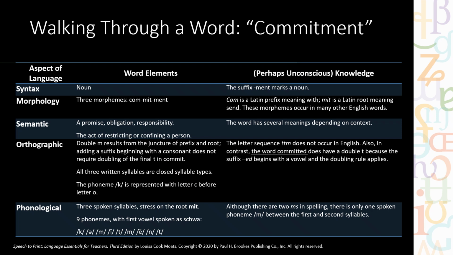Under phonological, 3 syllables, stress on the root mit, and there are 9 different phonemes. The first vowel is spoken as a schwa, unstressed a. And although there are the 2 M's in the spelling, we don't say the M sound twice. It's only one phoneme if we phonetically transcribe the word commitment.